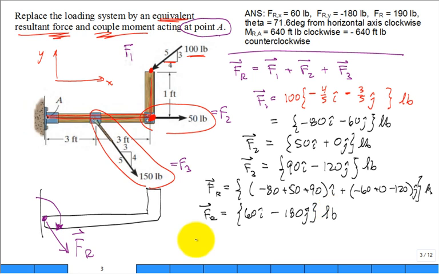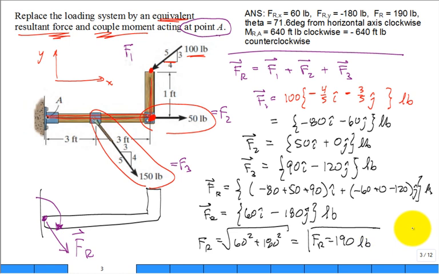And you could then calculate the magnitude of F of R, which would be the square root of 60 squared plus 180 squared. That magnitude, about 190. It has more digits to that, but rounded off to 3 significant digits, F of R is equal to 190 pounds. And then if you wanted to, you could express that vector as the magnitude plus a direction.